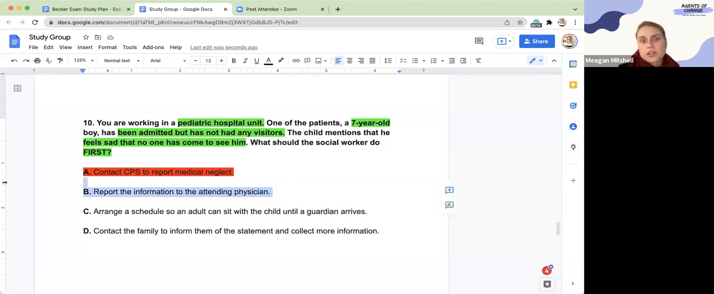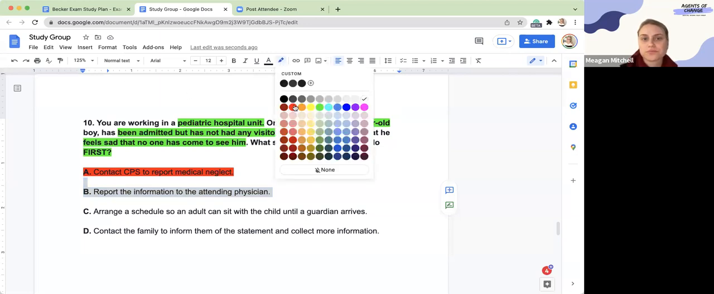Report the information to the attending physician. We might do that, right? We'd want to be talking to the team. We would want them to know what's going on, but would that be the first step, to just go right to the doctor? We're the social worker. We're the ones that have expertise in dealing with these type of things. The physician would probably refer it back to you anyway, right? The physician is there for medical stuff, for medical decisions. So B is out.